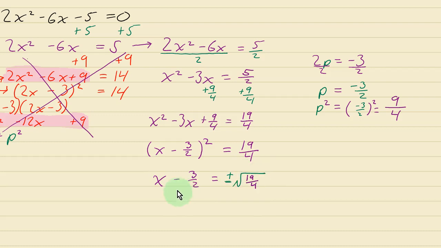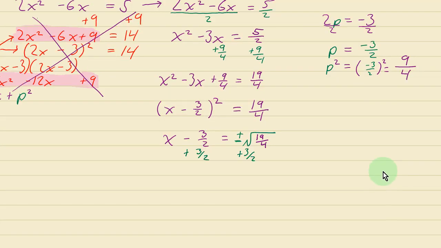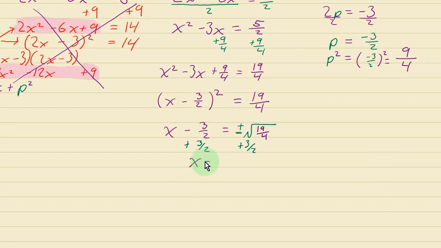And then we can add this plus 3 halves to both sides. And that'll give you x equals, well, first of all, you can take the square root of the 19 and the square root of the 4 separately. The square root of 4 in the denominator is 2. So we can write this as 3 over 2 plus or minus the square root of 19, and then that divided by 2. And then because these are both over 2, you can combine them into one fraction.